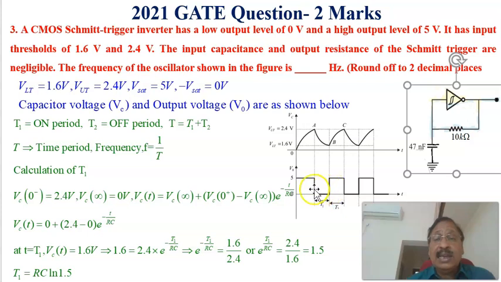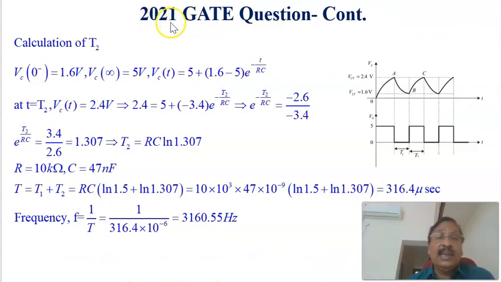This time is calculated for the discharge of the capacitor from 2.4 volts to 1.6 volts. That time is denoted as T1, and it is equal to RC into natural logarithm of 1.5. Of course, the values of R and C will be substituted later. The R value and C value are already given, and that will come in the coming slides. Now continuing the same problem, a 2021 GATE question: in the previous slide we calculated the time of discharge of the capacitor voltage from the upper threshold voltage, 2.4, to the lower threshold voltage, 1.6 volts, and we have calculated that T1.